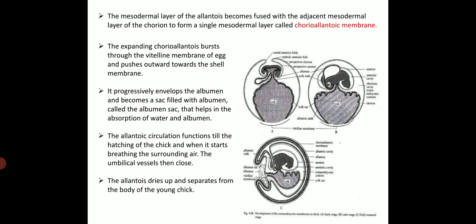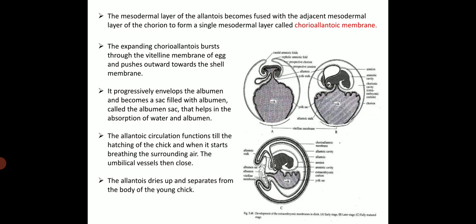Here is the picture where you can see the development of the extra-embryonic membranes in the chick. First, it is the early stage. In the picture, you can see the presence of the yolk sac, yolk stalk, allantois, and also the caudal amniotic folds and the cephalic amniotic folds. During the later stages, there will be a formation of the amniotic cavity, and the chorionic cavity will also be formed.